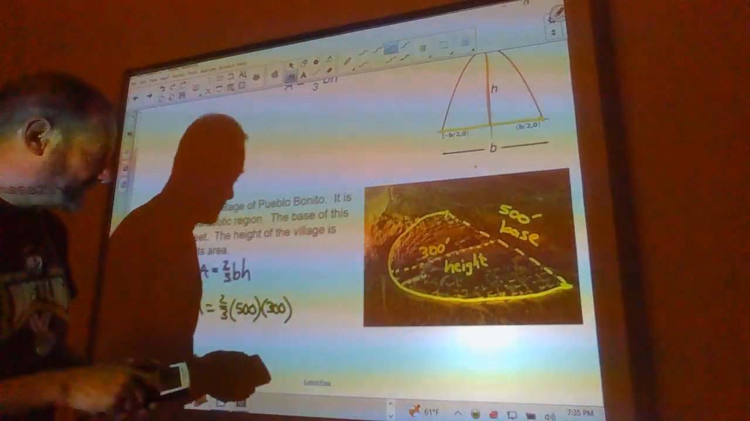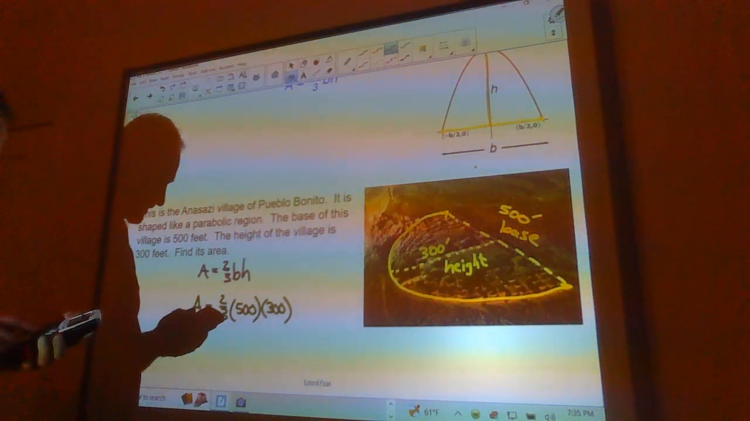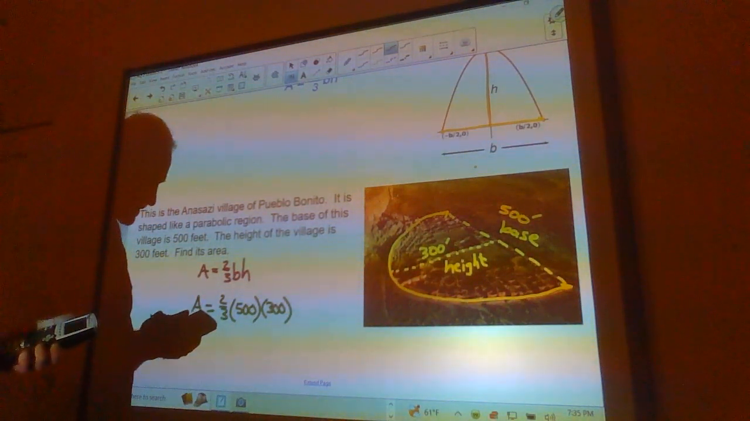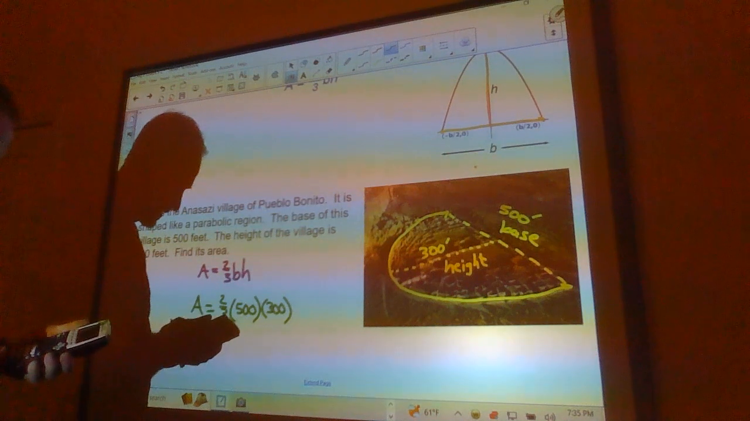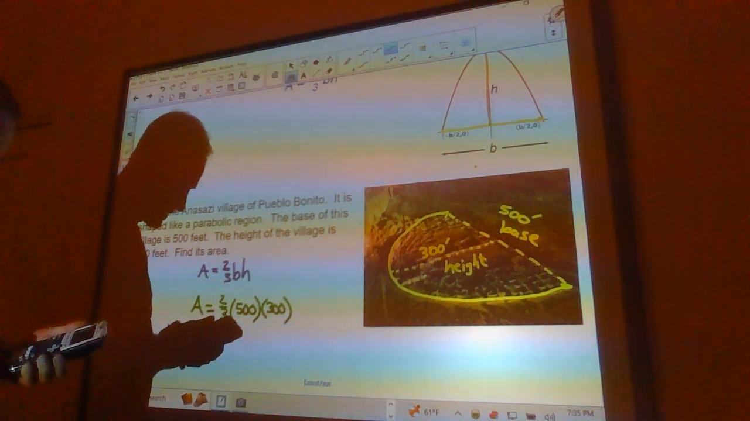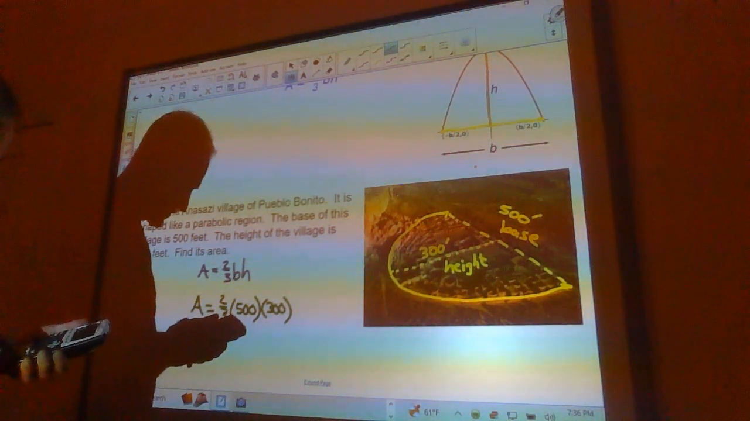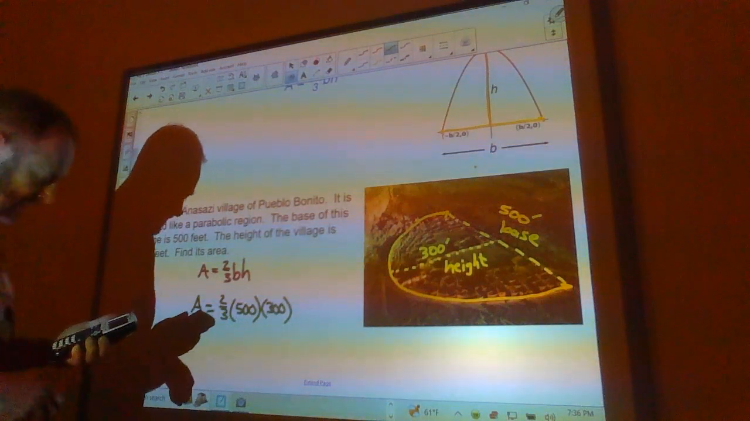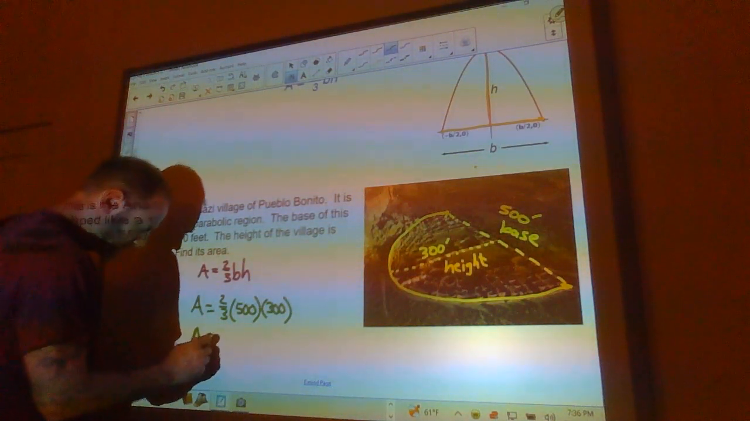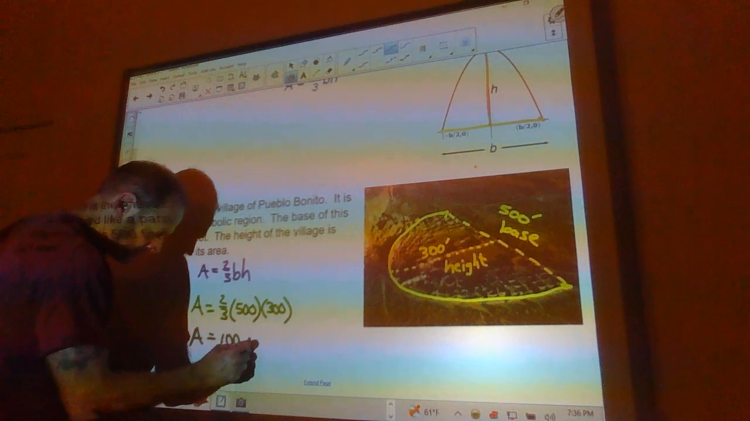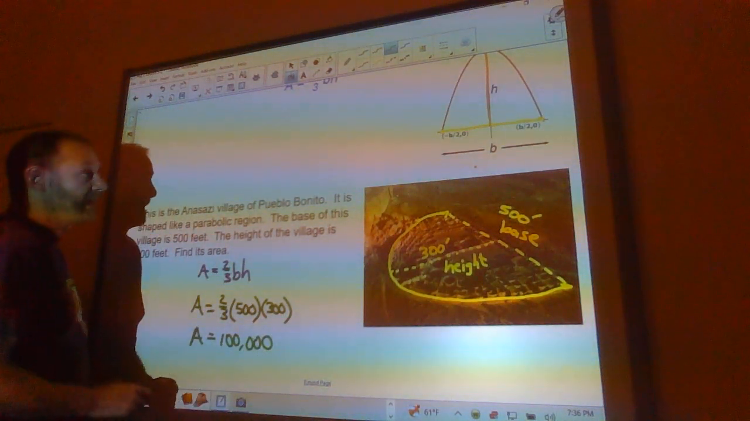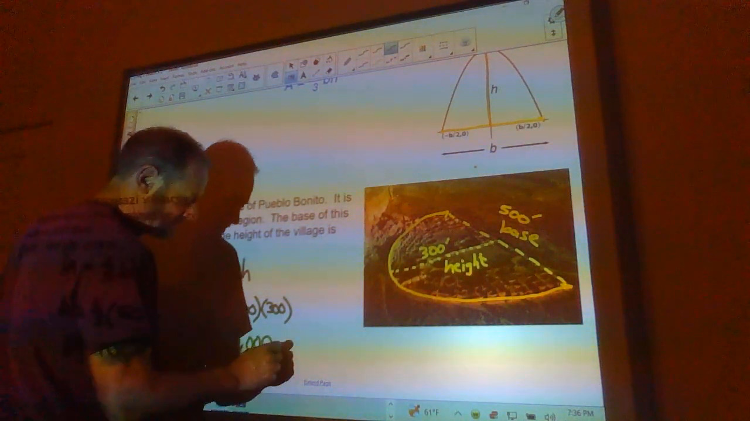So again, I get out my handy dandy TI-84 Plus C Silver Edition graphing calculator. And I go 500 times 300 times 2 divided by 3. And I get 100,000. And that's in square feet.